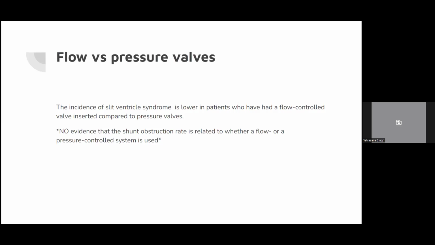The incidence of slit ventricle syndrome is lower in patients who have had a flow control valve inserted compared to pressure valves. However, no evidence has been shown that the shunt obstruction rate is related to whether a flow or pressure controlled system is actually used.